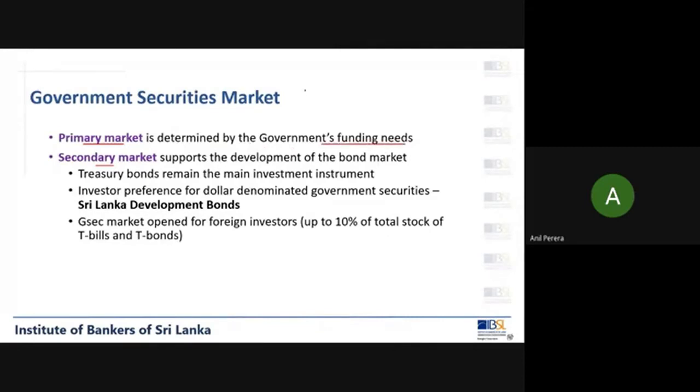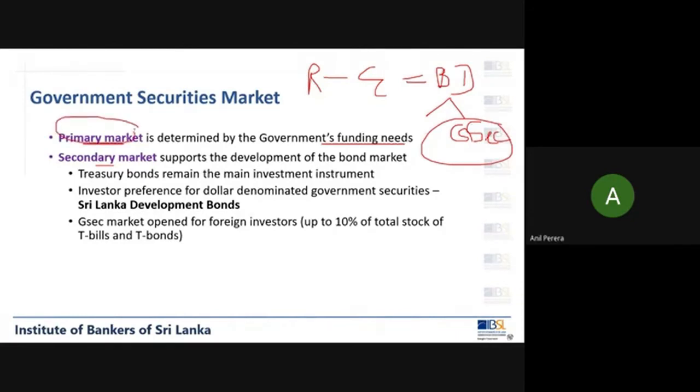I told you why there is a need for the government to have government securities, because the government is running a deficit. Revenue minus expenditure, they have a budget deficit. So this budget deficit has to be financed internationally or locally, through the banking system or the non-bank system, or based on the available resources or through borrowing. So in that case, they need to have this government securities market, the GSEC market, to borrow funds. So in the primary market, the government issues securities for the first time.